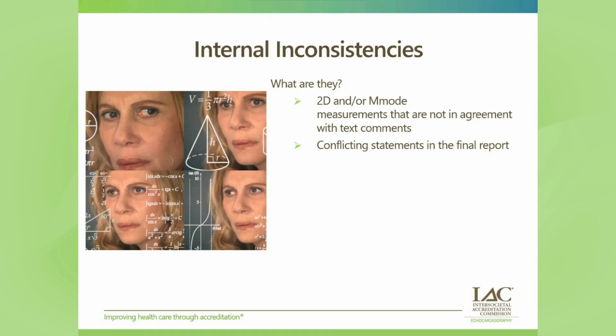Next, you would have conflicting statements within your final report. In the text summary, you free texted that the LV function was moderately reduced, but down in the findings section, you texted a comment that said that it was mildly reduced. So that's a conflicting statement within the report.